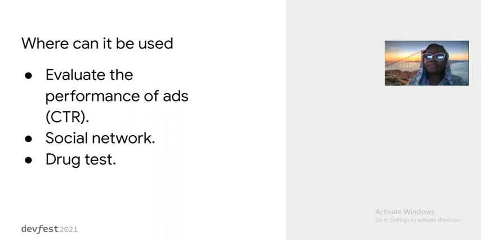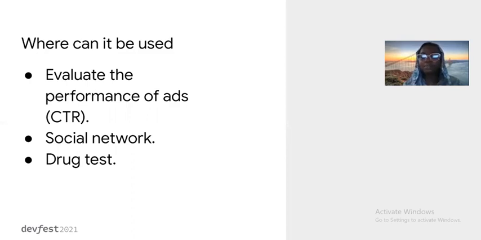So this A/B testing is not just for websites. You can use this for a whole lot of things. So let's say you are trying to evaluate the performance of ads. You want to see how many click-through rates you have, and you can use A/B testing to create one version of the ad, create another variation, roll out to two different groups or more, and then calculate the click-through rate and see which one performs better statistically. Then in social networks too, they also do it.